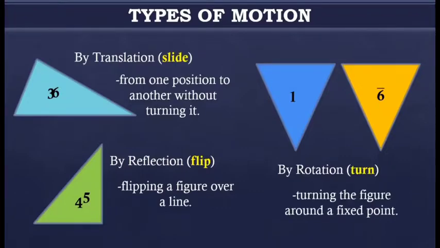So, these are the types of motion. First is by translation, where we are not turning the triangle. We just move the triangle from one position to another. Next is by reflection, where we are flipping the figure over a line. This is the mirror type. And by rotation, where we are turning the figure around a fixed point.